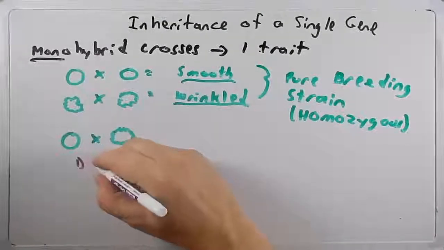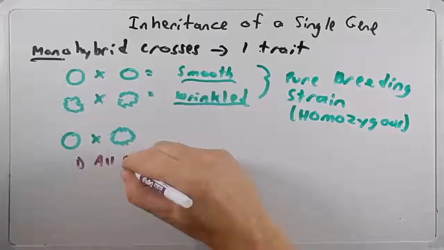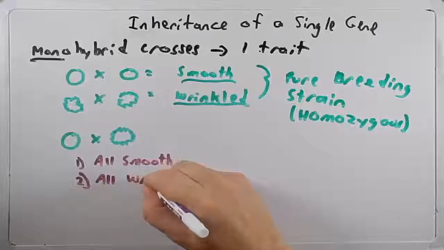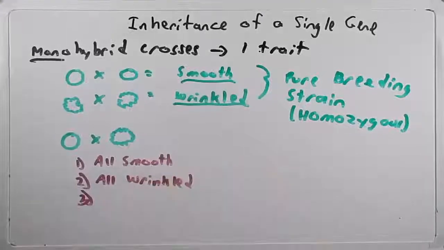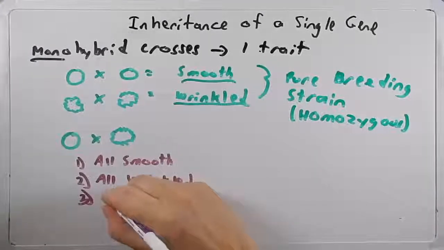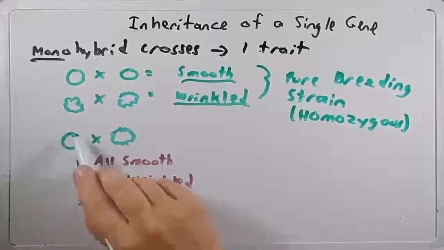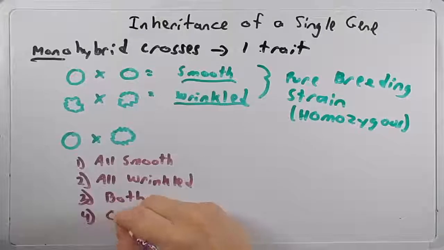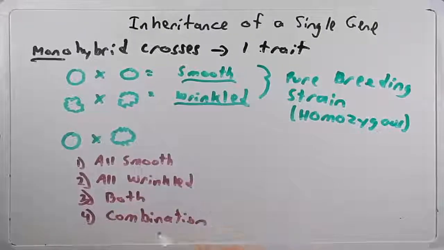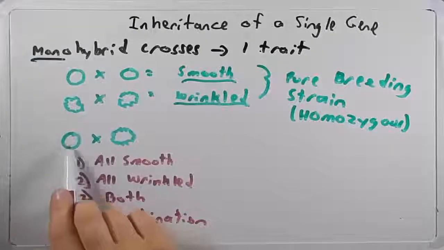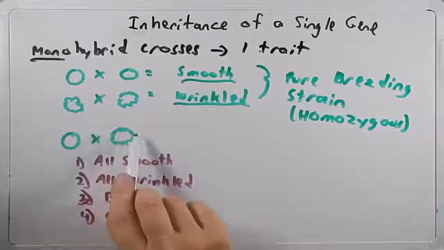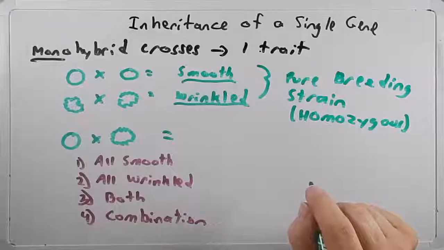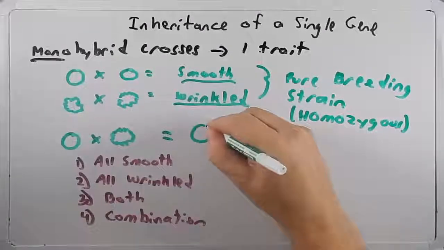results. Maybe they are going to be all smooth. Maybe they'll be all wrinkled. The progeny, that is. Maybe you'll see both. Maybe some of the seeds will be smooth and some of the seeds will be wrinkled. Maybe you'll see a combination where the peas are somewhere in between. They're not perfectly smooth, but they're not very wrinkled either. When he did this cross, what he found was that they were all smooth.